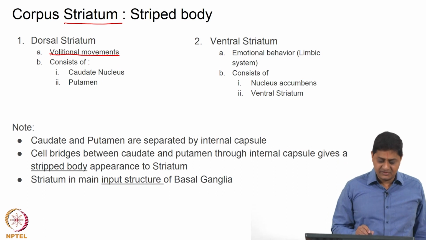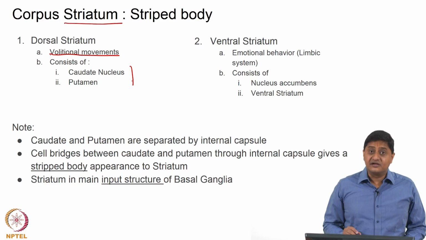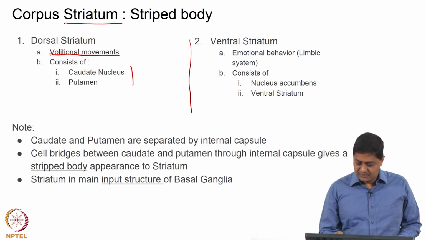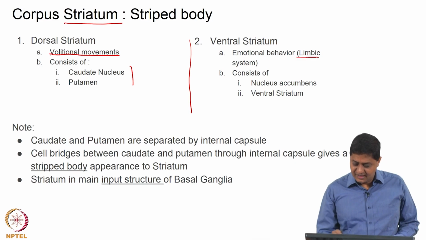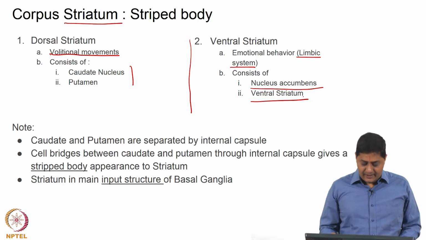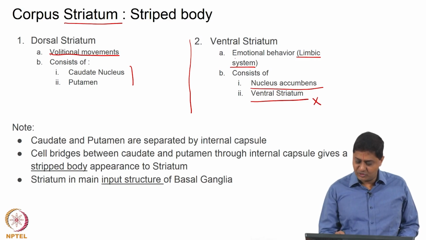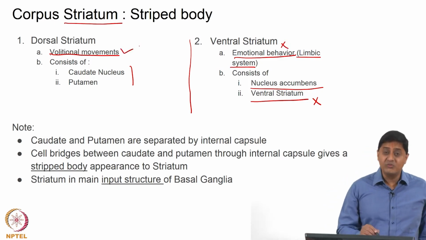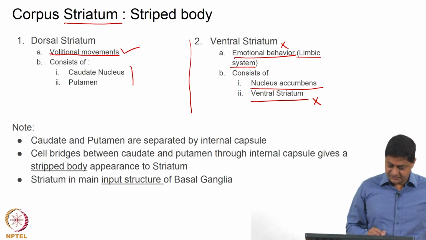So, the dorsal striatum is believed to perform important functions related to movements, and it consists of caudate nucleus and putamen. Ventral striatum performs limbic functions, nucleus accumbens, also called ventral striatum. This is something that we will not discuss, because limbic function and emotion related behavior is not part of this course. Movements is something that we will discuss as part of this course.